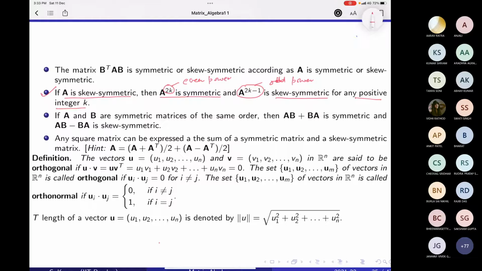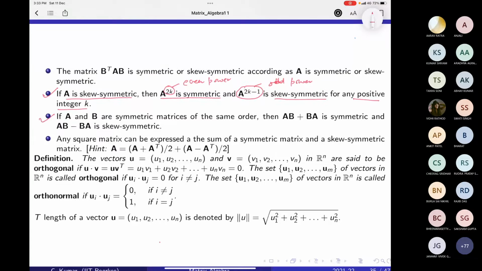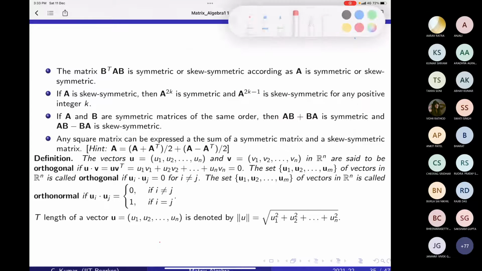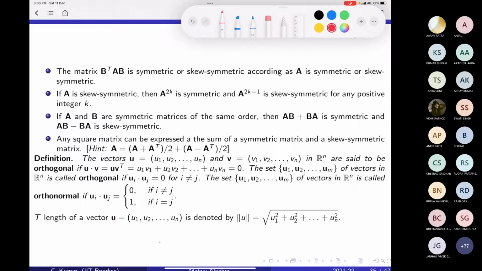Now the next one is, A and B are symmetric matrices. Then AB plus BA is symmetric, and AB minus BA is skew symmetric. This is also very easy. You just take the transpose here, use the fact that A and B are symmetric matrices, use the property of the transpose, and then you get this immediately. Nothing special about these statements. All these statements can be proved very easily. So I leave this for you to try at home.